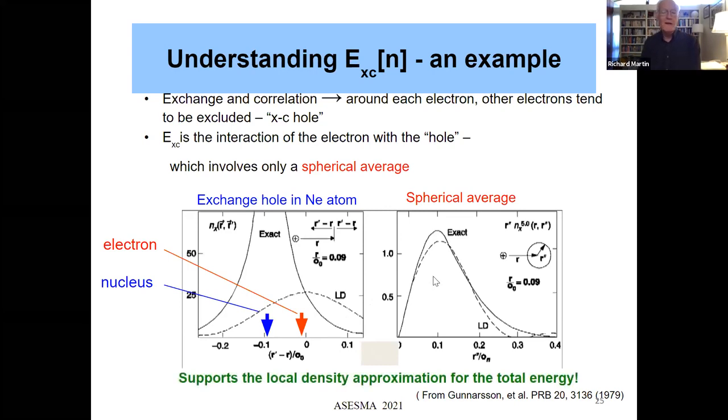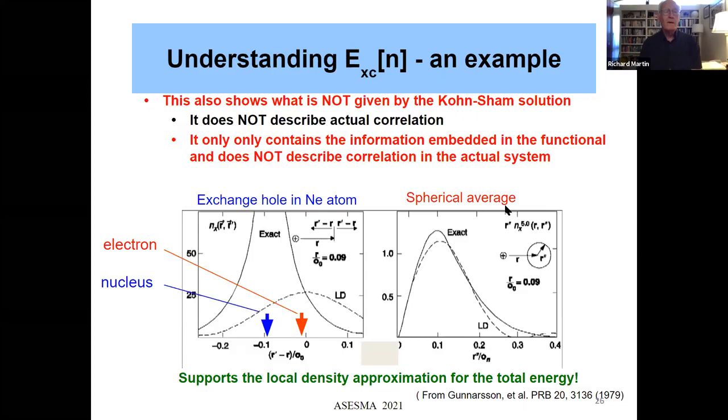This supports the local approximation very much. And just to be clear, it supports the local approximation for the ground state energy. It didn't necessarily support it for anything else. Furthermore, it also shows you what's not given by the Kohn-Sham solution. It does not describe the actual correlation. It has only information that's embedded in the functional, and it does not describe the actual exchange correlation hole in the system.